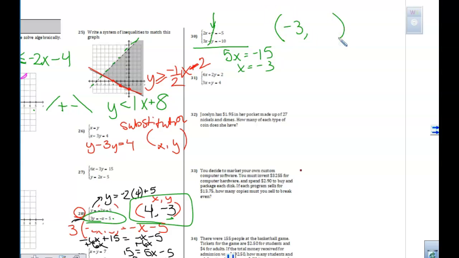I want to find y. I'm going to go to one of those two equations. It doesn't matter which one. And I'm going to put 2 times my x, which was negative 3, plus y equals negative 5.